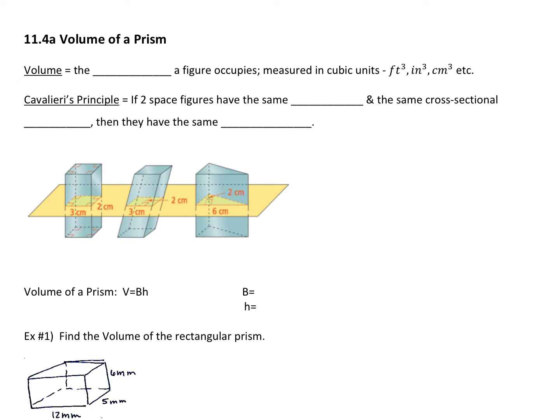All right, 11.4a is volume of a prism. Can anyone tell me what volume is? What does volume represent? It's what's inside the thing. You could think of it as liquid, but it doesn't have to be a liquid. It could be a solid. In a water bottle, it would be a liquid, right? So the volume of that water bottle, for instance, is probably like 32 ounces. The space a figure occupies, okay?